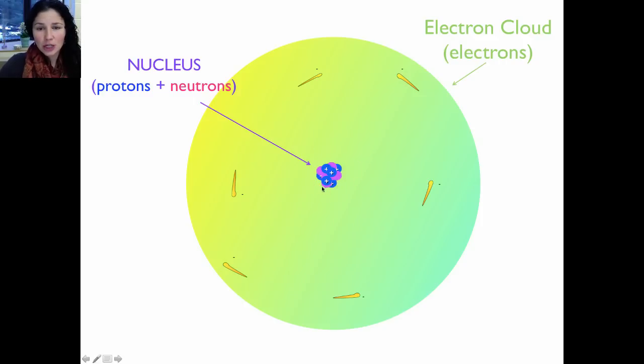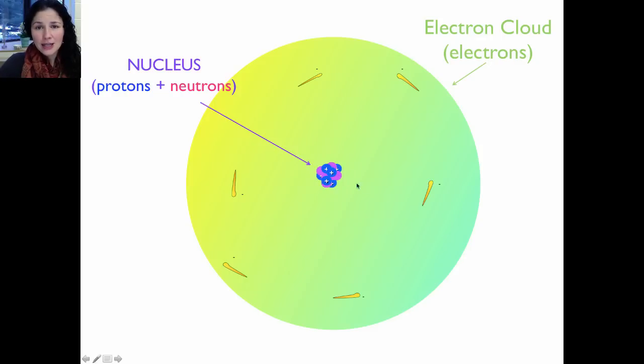The nucleus in general is positively charged because the protons are positively charged. That's why the little proton cartoons have a little positive charge on them. The neutrons are neutral, just like the name makes it sound. So overall, the nucleus has a positive charge.